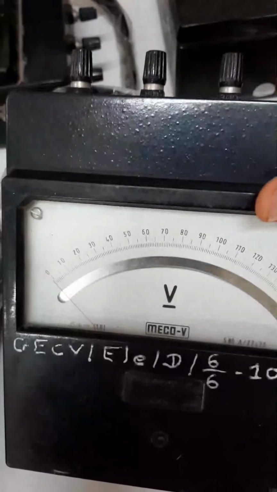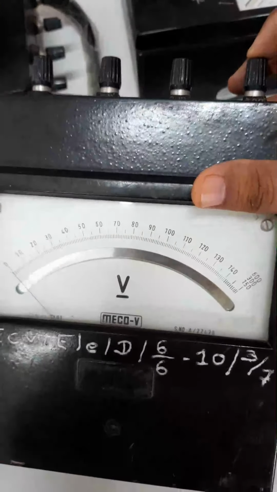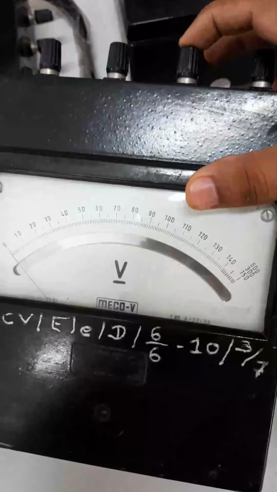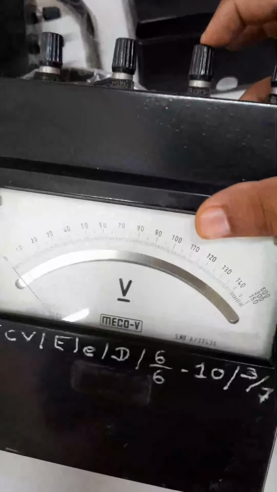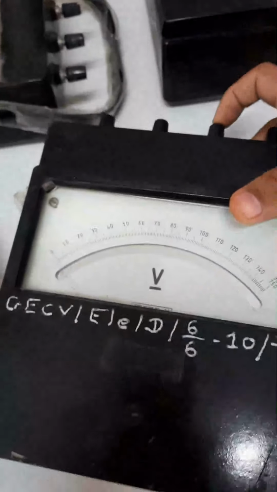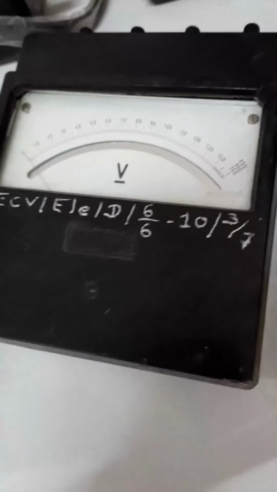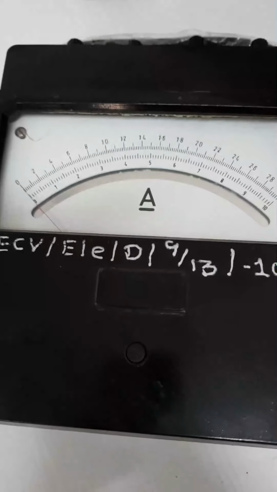So according to requirement, you have to connect. Sometimes we require the 150 volt or sometimes 300 volt. So accordingly, you have to use these knobs, and then you also have to read the reading from this scale and multiply accordingly. Okay, so that is only one scale. According to the scale, you have to multiply. Same way for the ammeter.